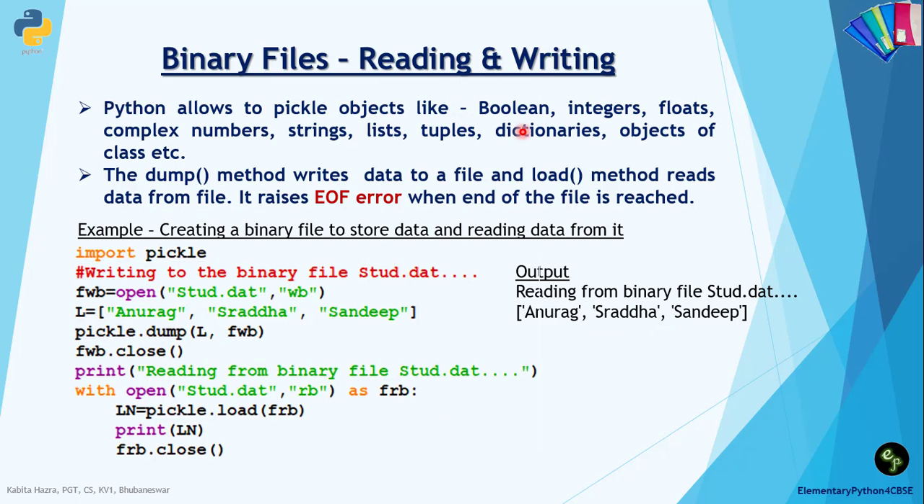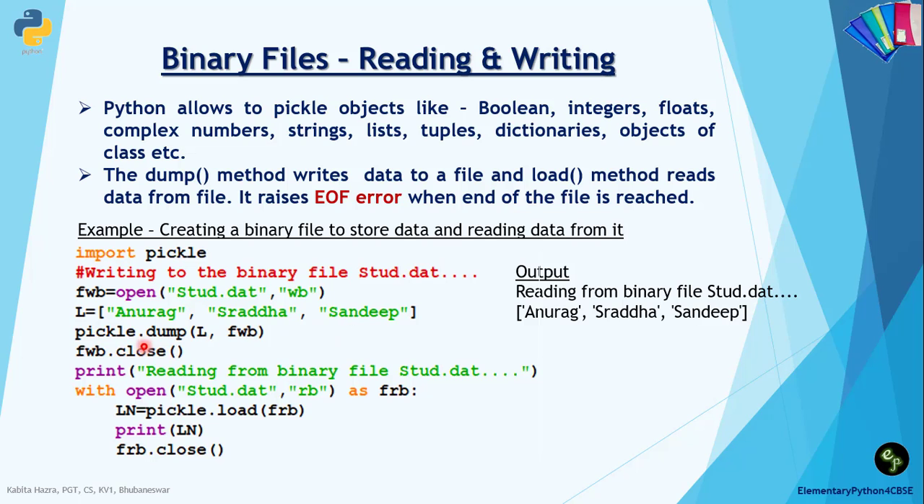Various objects like booleans, integers, floats, complex numbers, strings, lists, tuples, dictionaries, etc. can be pickled, that means they can be converted to a byte stream. The dump method writes the data to a file and the load method reads the data from the file, and the load method will raise an end of file error when the end of file has been reached. Here is one example of creating a binary file to store some data and read from it.